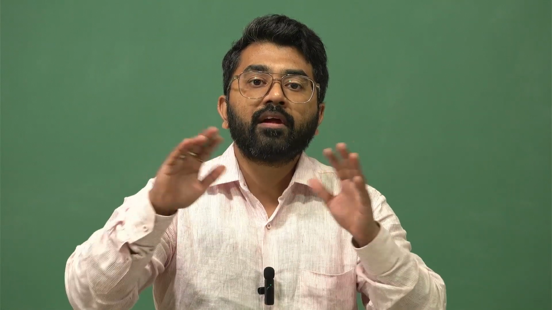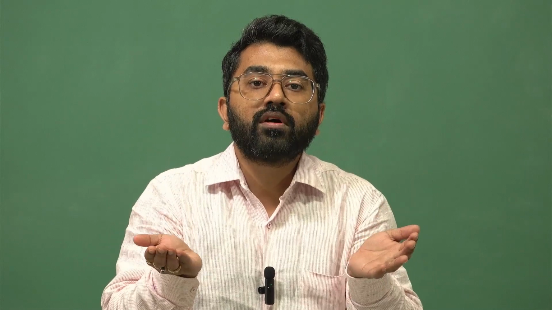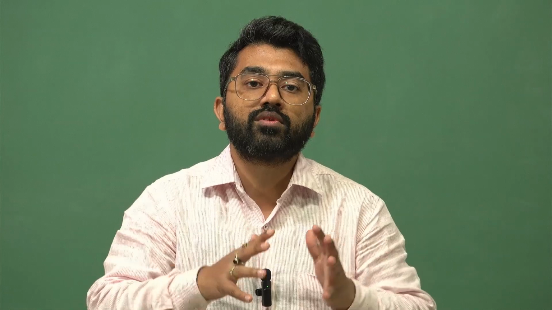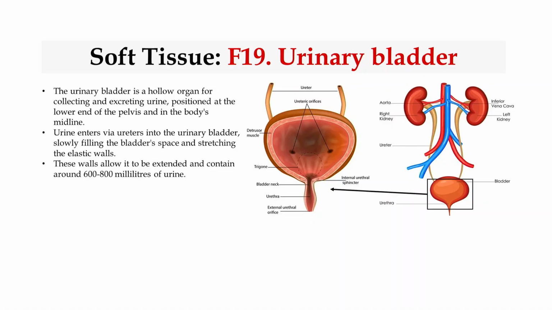So the bladder has elastic walls which are slowly stretched out, right? It's not like the bladder is a strong, hard organ where you just fill in liquid. It is a stretchable organ, so it stretches up. These walls allow it to be extended and contain around 600 to 800 milliliters of urine, right? So that's the overall amount of urine which can be collected in one go. After that, you have an urge of urination, right?